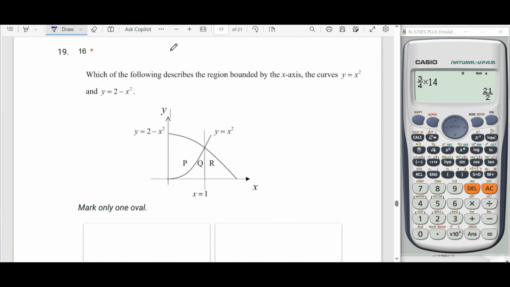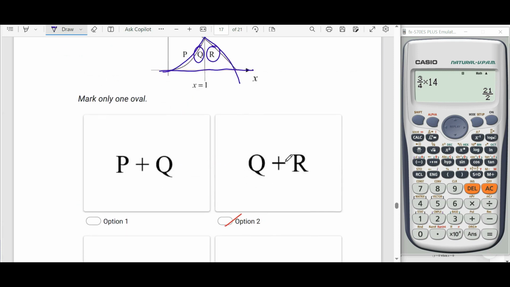Next, which of the following describes the region bounded by the x-axis, then the curve, and then another curve? So your region has 3 boundaries here: the x-axis, the quadratic curve, and another quadratic curve. So bounded by these 3 boundaries, it will be the region of Q plus R.